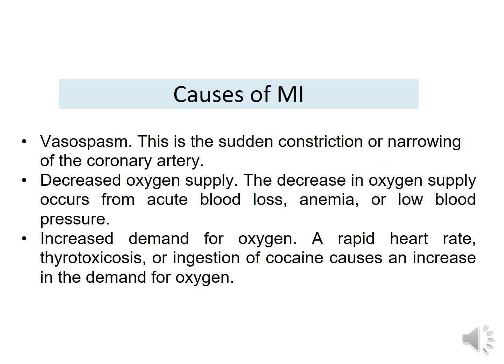Causes: vasospasm is a sudden constriction or narrowing of the coronary artery, with or without causes. Decreased oxygen supply, regardless of many causes like bleeding or anemia or hypertension. Increased demand for oxygen, like a rapid heart rate, as in cases of thyroid toxicosis, which affects the thyroid gland, or ingestion of drugs like cocaine. Any case increasing the oxygen demand of the heart may cause MI.